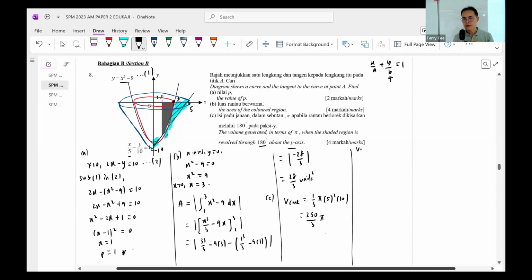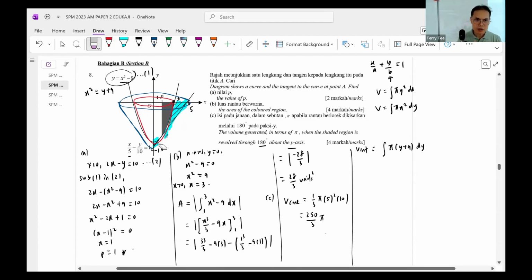Let's do the volume of integration. You don't have to call it V integrate, you can just call it V1, V2, up to you. Volume of integration. I'm going to take this and rotate 360 about the y-axis. When you rotate about the y-axis, who should I make the subject? x squared. Remember, rotating about the x-axis is pi y squared dx. Rotating about the y-axis is pi x squared dy. So if you make x squared the subject, you get y plus 9. So I put the integration pi (y plus 9) dy.